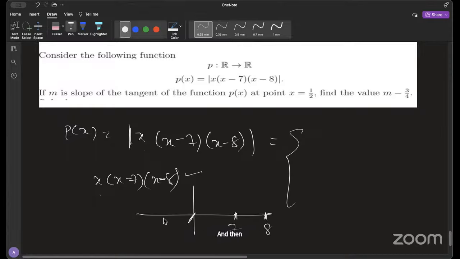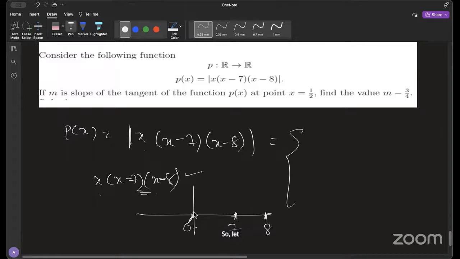And then obviously you'll have to do this: pick a number between 0 and 7 and put it here. Because you know this is a continuous function, that means the function is either entirely positive from 0 to 7 or entirely negative. It can't change its sign between 0 and 7, because it doesn't have a root between 0 and 7. So you put any random value between 0 and 7 into this function.